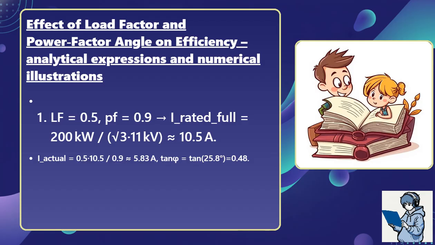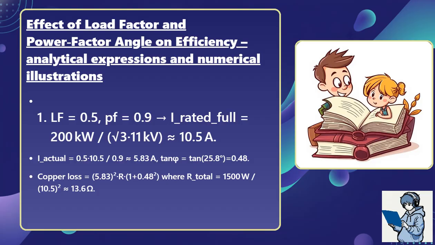Actual current equals 0.5 times 10.5 divided by 0.9, approximately 5.83 amperes. Tangent phi equals tangent of 25.8 degrees equals 0.48. Copper loss equals 5.83 squared times R times the quantity 1 plus 0.48 squared, where total resistance equals 1,500 watts divided by 10.5 squared, approximately 13.6 ohms. Computing gives copper loss approximately 5.83 squared times 13.6 times 1.23, which is about 560 watts.